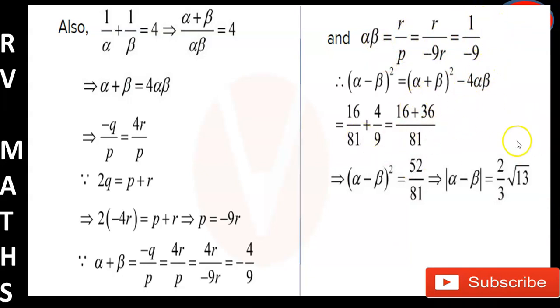And substitute everything, you will be getting the value of alpha minus beta whole square equal to 52 by 81. So when you take the square root, you will be getting 2 by 3 into root 30. So that is the problem.